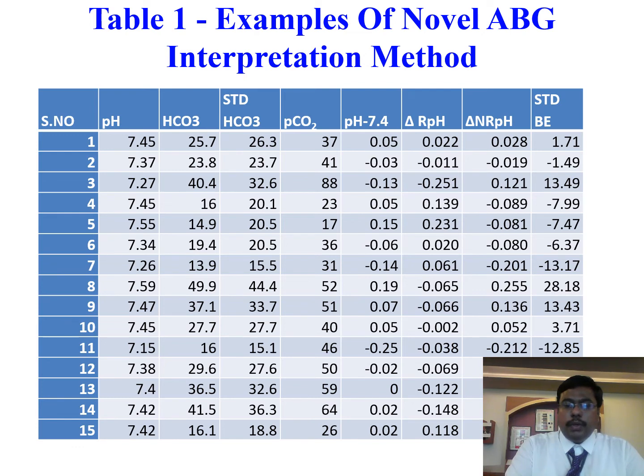Delta RPH is more negative for respiratory acidosis, more positive for respiratory alkalosis. Similarly, delta NRPH is more negative for metabolic acidosis and more positive for metabolic alkalosis. So using this, we can classify the acid-base disorders into normal, respiratory acidosis, respiratory alkalosis, metabolic acidosis, and metabolic alkalosis, and even the compensations will be seen as a change in the other component. Suppose both the components are involved, then it denotes compensatory or mixed disorders.